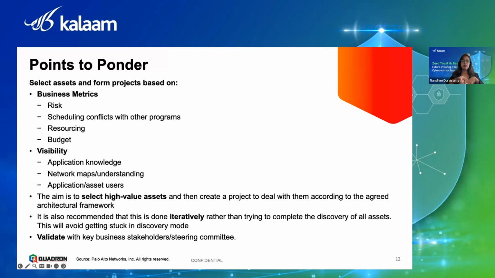You need to understand the network maps. You need to understand the connectivity between the application and the asset users. So we say select high value assets, but it depends on the organization. If you're a huge organization and you're not sure how to implement it, then you will not start with the high value assets. You will start with the low value asset to understand how zero trust works. You do a kind of prototype, and then you go to the high value asset.